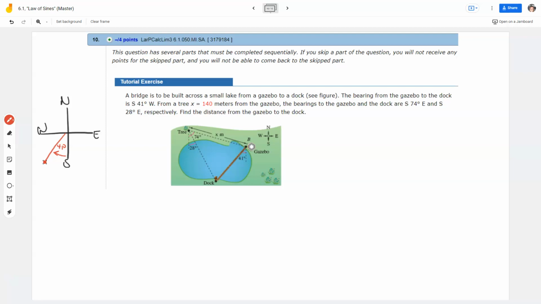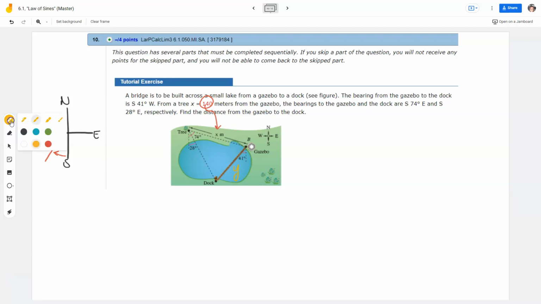From a tree, x equals 140, and they label that, oh, there we go. Right here, 140 is that guy. And they tell me a few other bearings, but they also label the picture for me as well. Bearings are just a way of using the compass to measure. Instead of talking about from the x-axis, you can say from north, south, east, or west. What they're asking you to find is from the gazebo to the dock. This is my unknown. I'm going to call him y just because they already used x for something else.